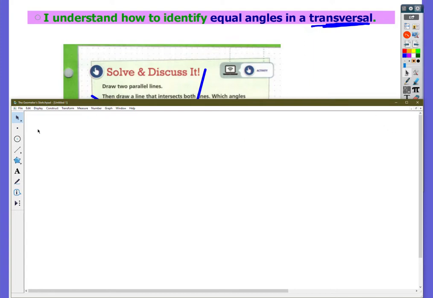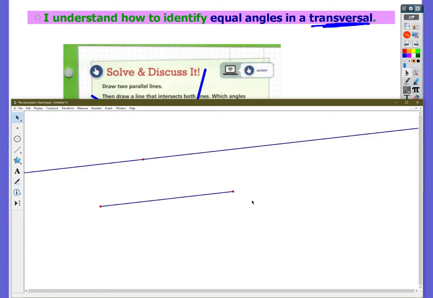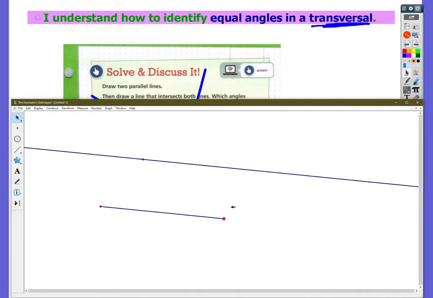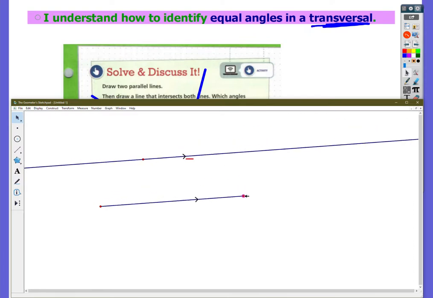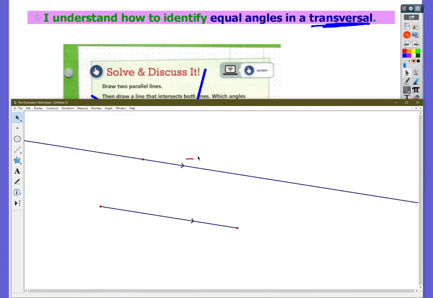I'm going to start by constructing two parallel lines. We'll make a line, say this is one of our lines, and let's make another point to it. We're going to construct a parallel line through it. You can see if I rotate this line, the other line rotates with it, and they're exactly parallel, and I can mark them as such. Here we go, let's do an arrow like that. So we know this one is parallel to that one, and whenever I rotate this line, I rotate the other line as well.